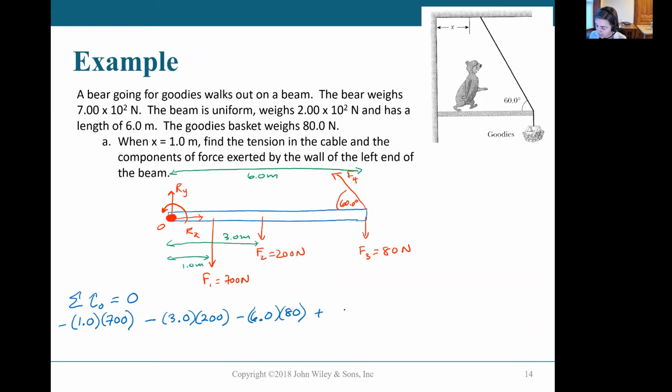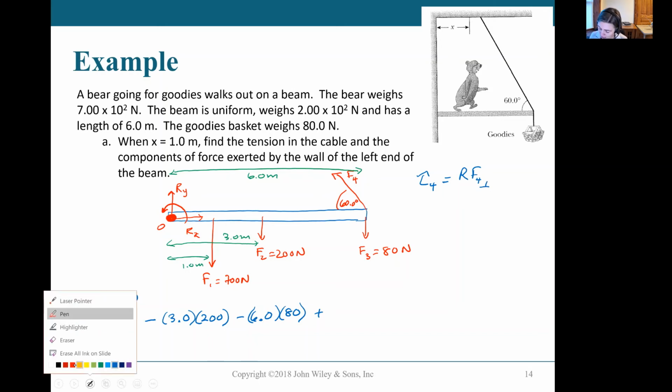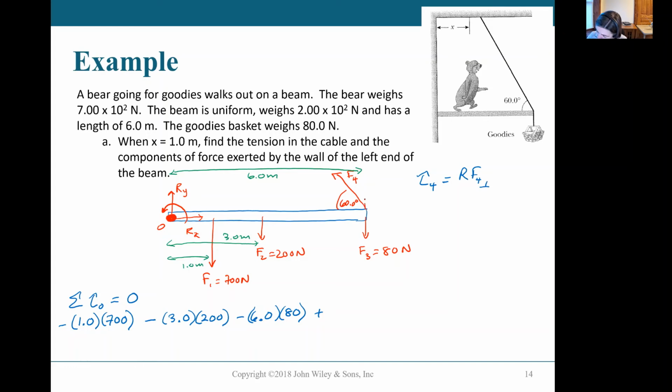Well, first let's put in the torque 4. I'm going to use R times F4 perpendicular. Okay, you can do it lots of different ways, but that's what I'm going to choose this time. So I'm going to draw in a dotted line here, and this is going to represent my F4 perpendicular. And that's going to be equal to F4 sine 60.